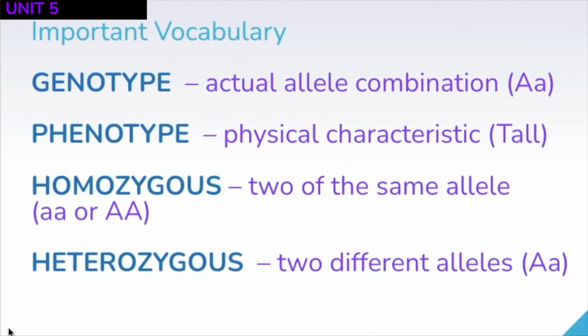A genotype is the actual combination of alleles that somebody has. A phenotype are the physical characteristics that come from that genotype. So for example, your physical characteristic could be tall. That's your phenotype. Homozygous is when we have an allele pair that has 2 of the same allele. So for example, a little a, little a, or a big A, big A.